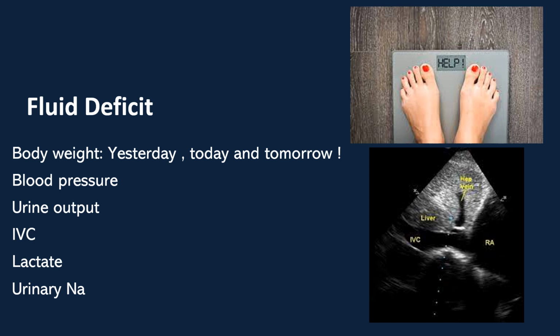Urinary sodium reflects the ability of the kidney to concentrate urine. What does this mean? If the urinary sodium is abundant, this means that the intravascular fluid volume is sufficient, so the kidney is getting rid of fluids and sodium. However, if the sodium is less than 15 millimole per liter, this means that the kidney is keeping the sodium in the intravascular volume, which means that the intravascular volume is contracted.